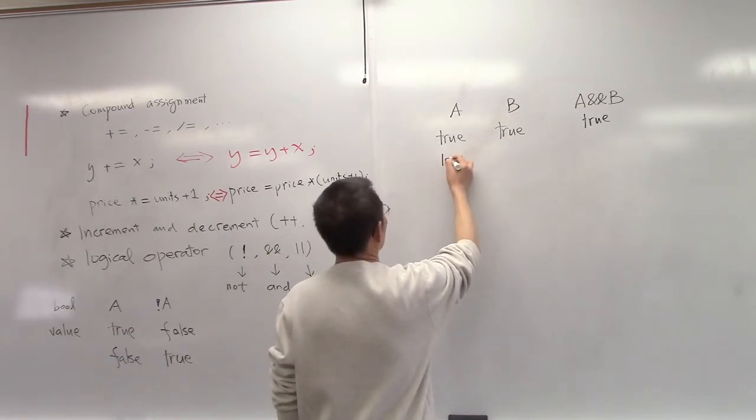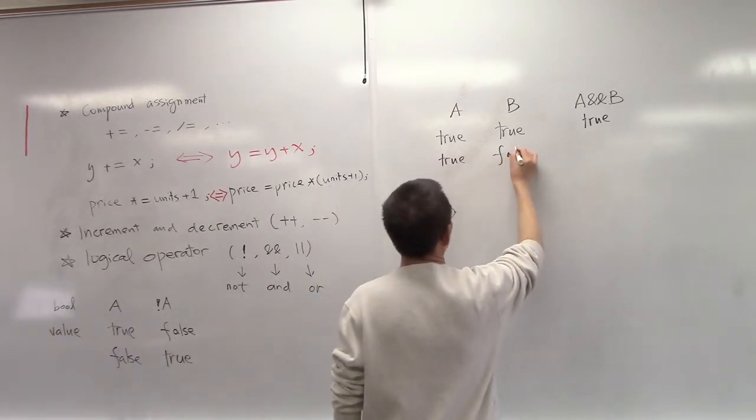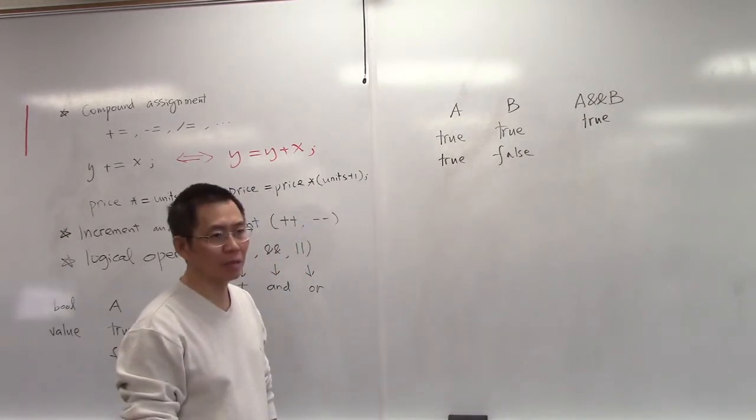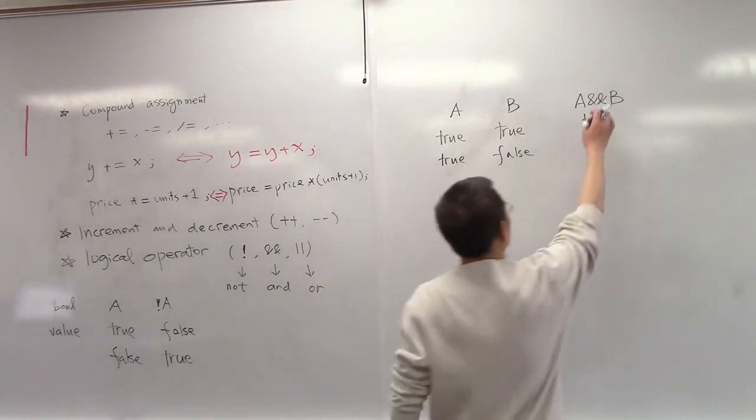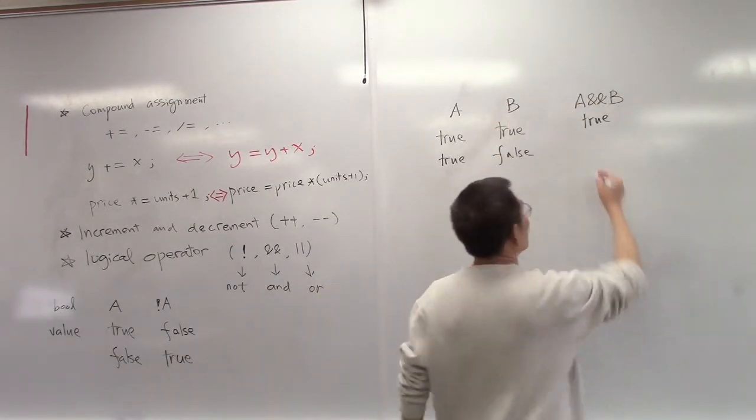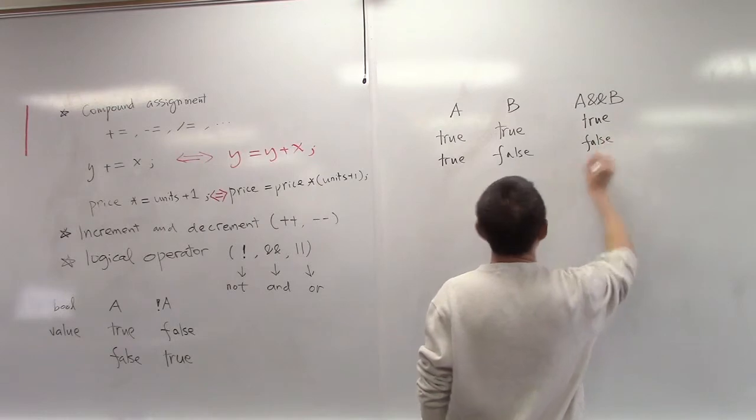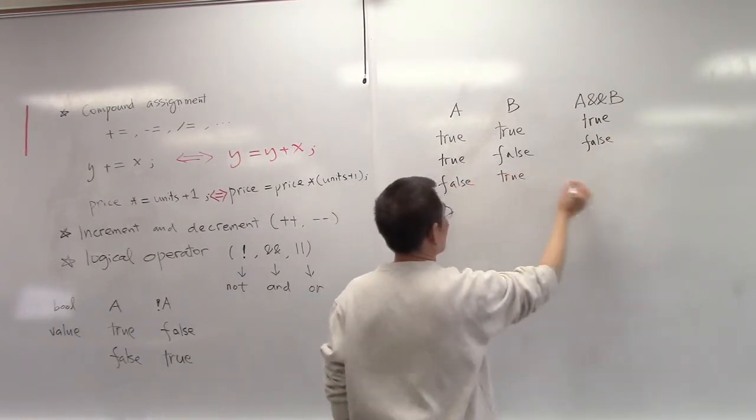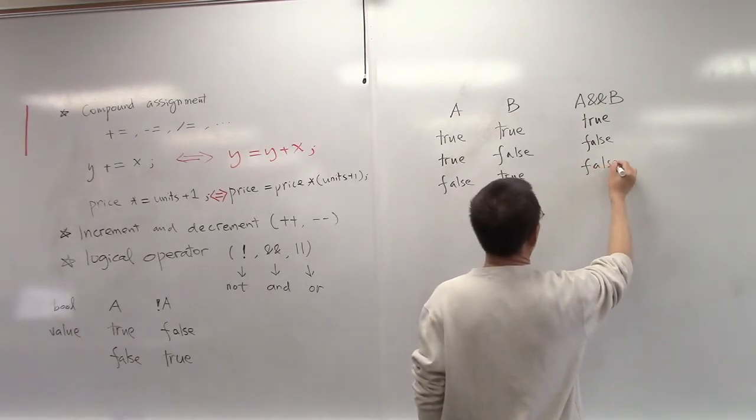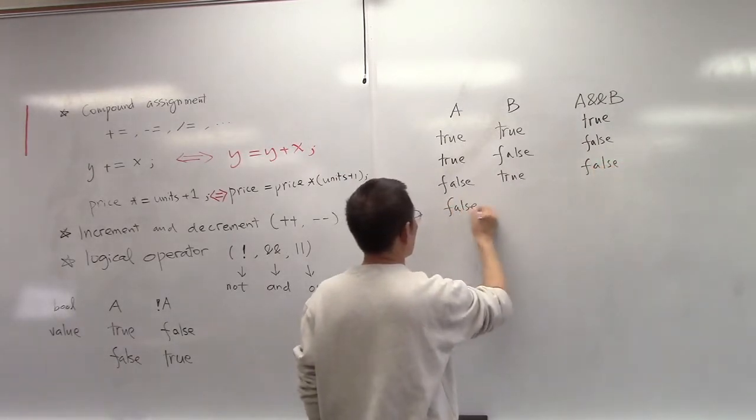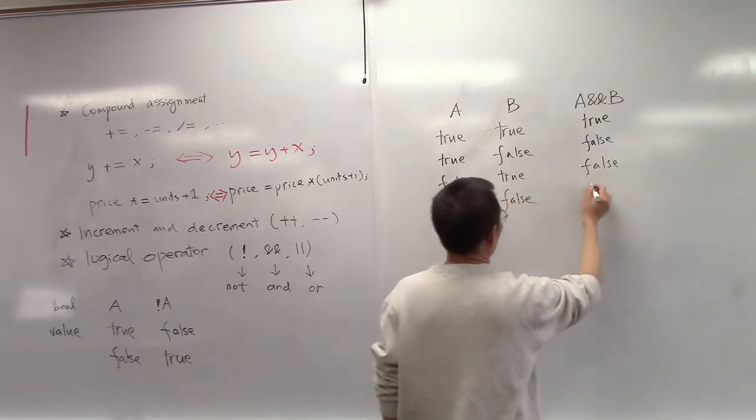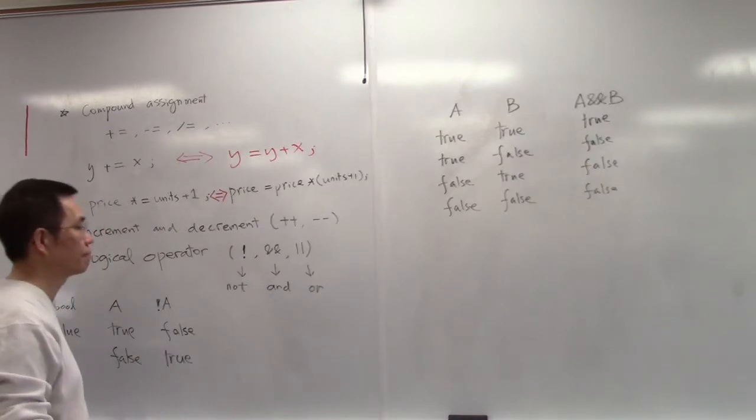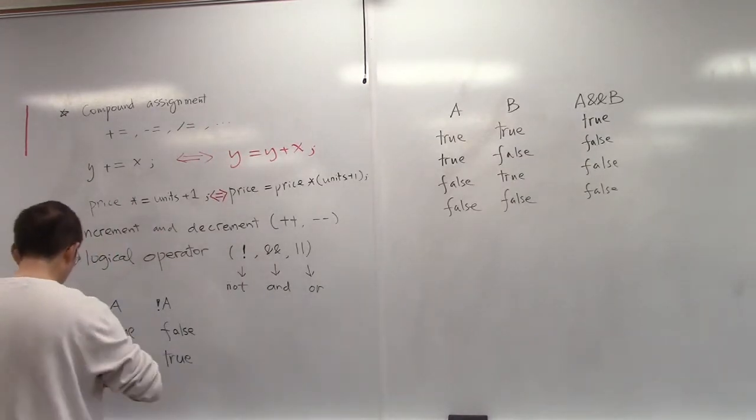Now, if A is true, B is false, what's the value of A and B? False. Because it says unless both are true, it will be false. So this is false. And again, if this is false, and this is true, this will be false. If this is false, this is false, that will be false also. Okay? Write it this way.